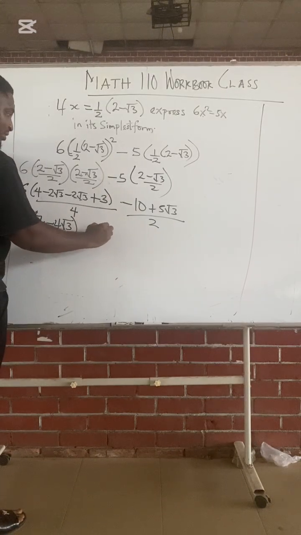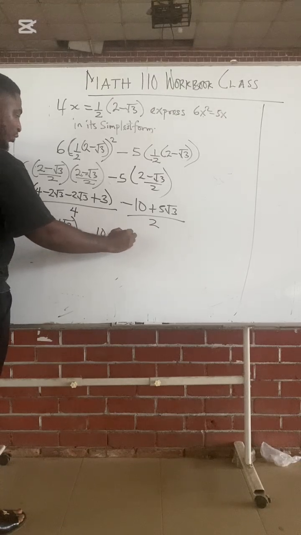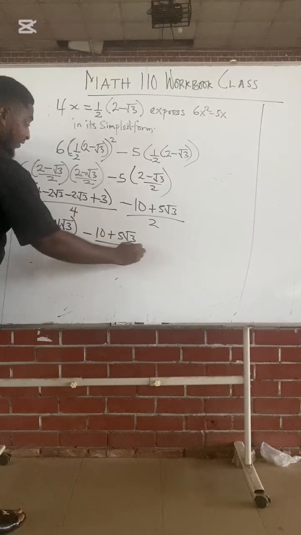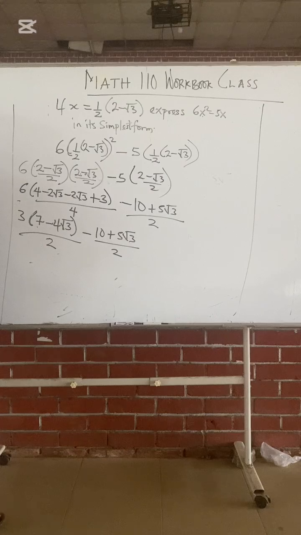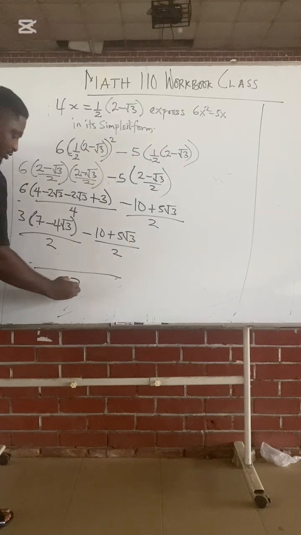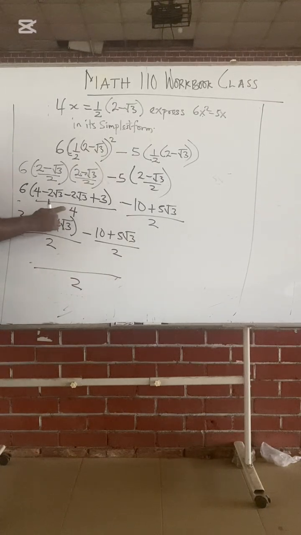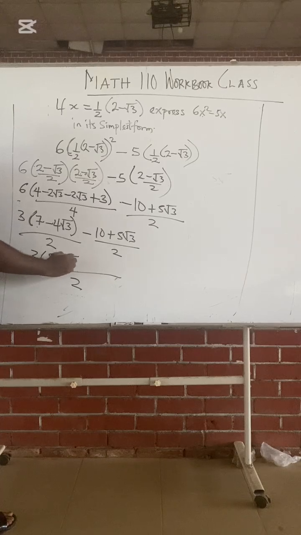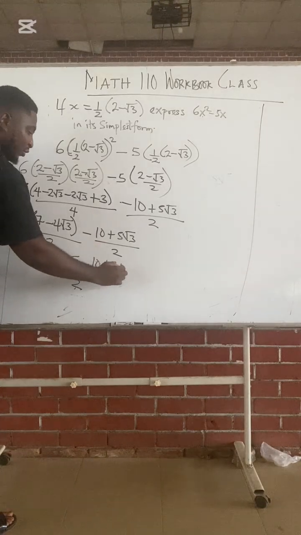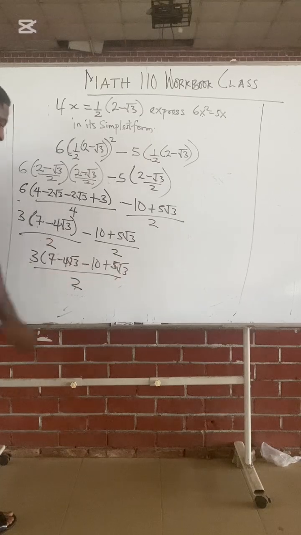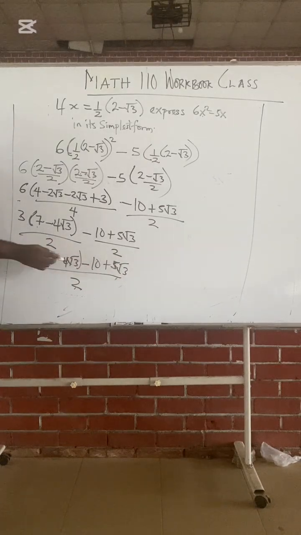Minus 10 plus 5 roots all over. LCM is 2, right? Cancelling these 2, they have the same LCM. You understand? 2 into 1 into bracket 3 into 7 minus 4 roots minus 2 into 2 minus 10 plus 5 roots. Class, this 3 is to open the brackets, right?